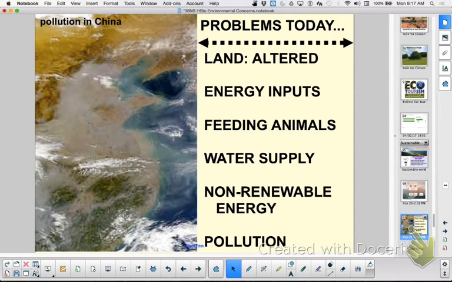Most agriculture yield goes to feeding animals. Our domesticated animals, right? We are running out of an available supply of water. That to me seems kind of important, a little bit. We primarily use non-renewable energy, which contributes to global warming, as long as you think it exists. And then there's too much pollution.